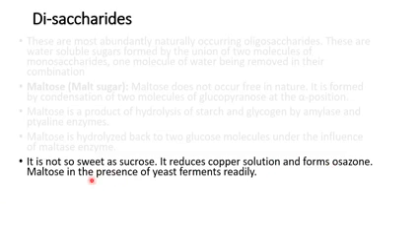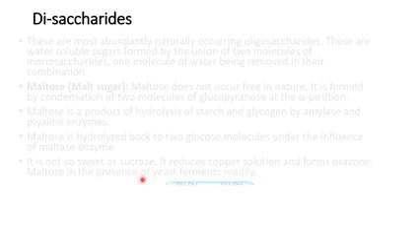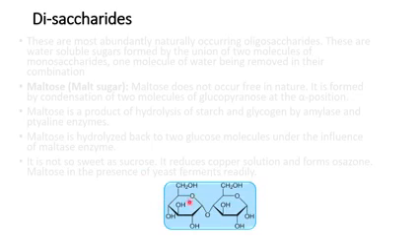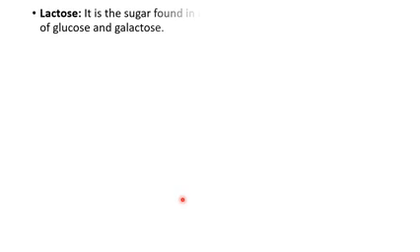So maltose in the presence of yeast ferments readily. So this is the structure of maltose. This is the glycosidic linkage, and these are the two glucose units which we have discussed.